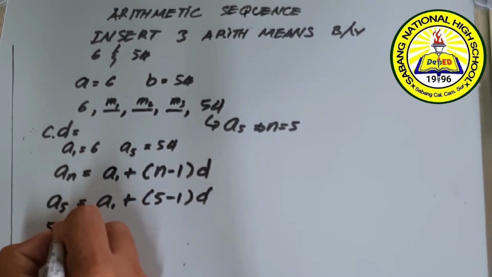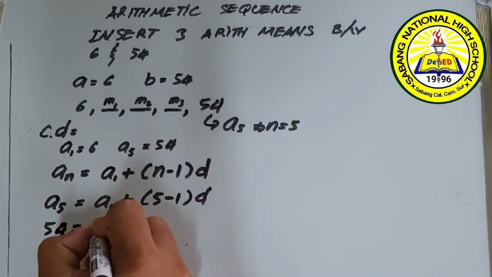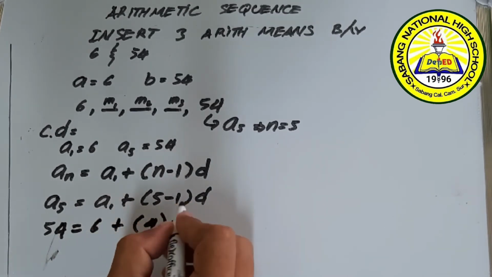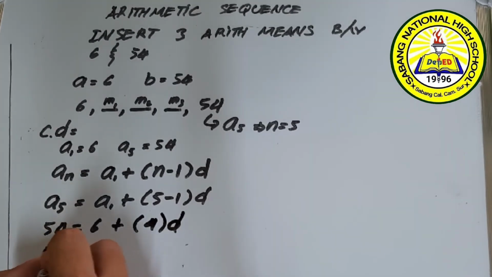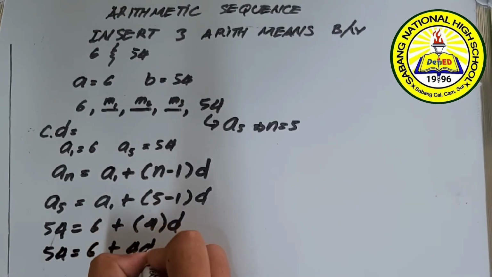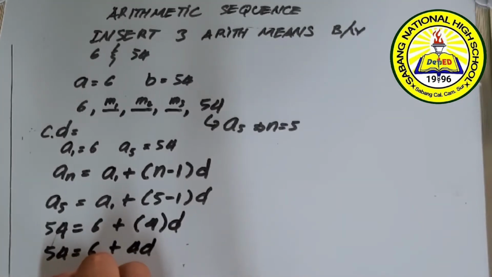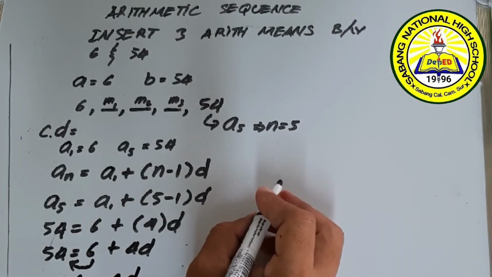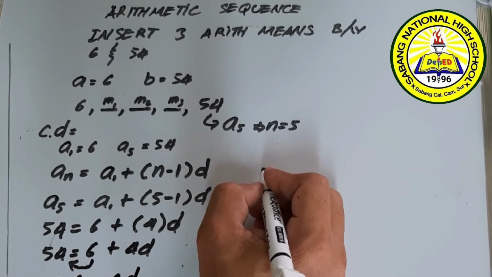54 lang. A sub 1 is 6 plus 5 minus 1 is 4 times the common difference d. So let us just simplify everything. 54 is equal to 6 plus 4d. Let us transfer this 6 to the other side. So we have 54 minus 6 is equal to 4 times d. 54 minus 6, we have 48.